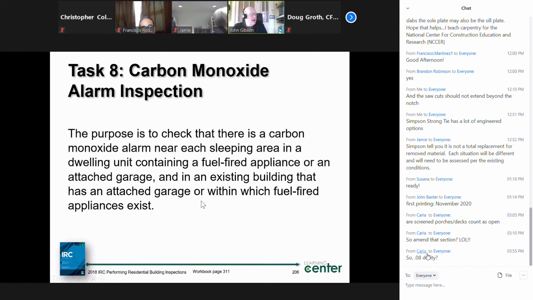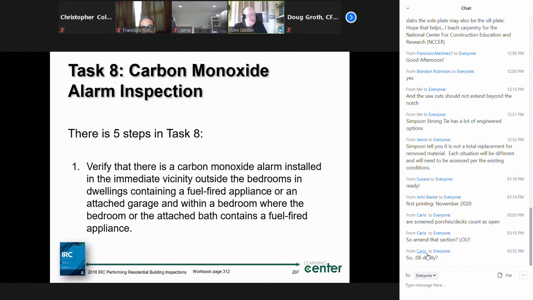All right. Carbon monoxide, basically looking at if I have fuel-fired appliances or I have an attached garage which communicates to the house, then I need to make sure that we have gone in and we have looked at those applications and put in carbon monoxide detectors. If you have fuel-fired appliances in a bedroom or an attached bathroom, then they must also be in the bedroom, not just in the immediate vicinity of the bedroom.